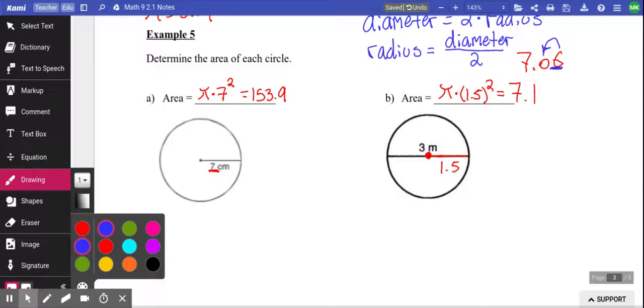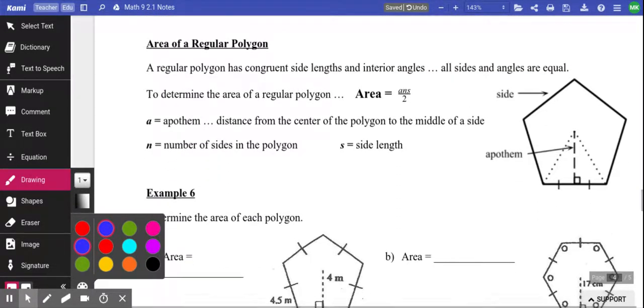Where's the exponent button? Depends on, okay, I'll look in just a second. Right there. Okay.